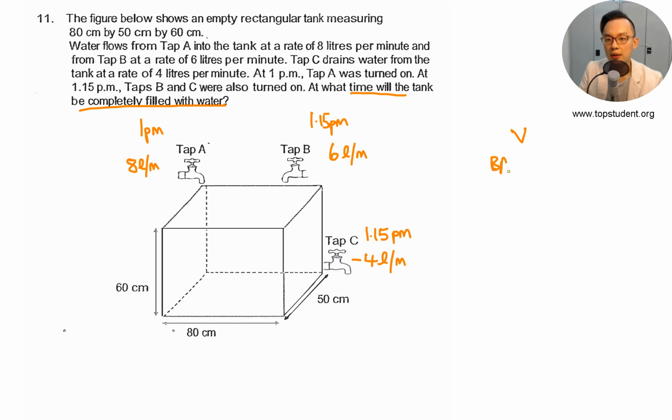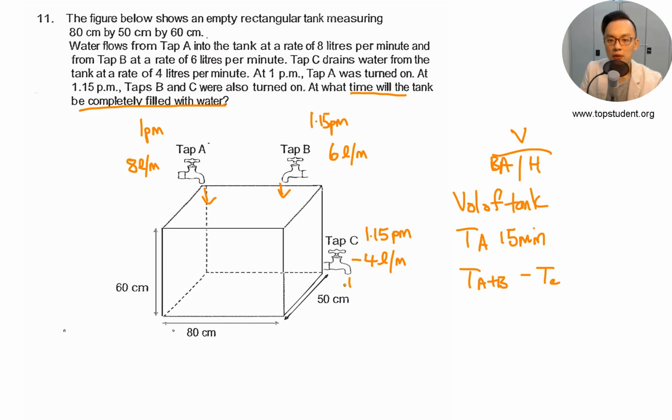So write down volume, base area, and height. Volume is base area times height. So I just write down volume of tank. First of all, I want to write down my train of thought and how I'm going to work out this question. First, I want to find the volume of tank. And then I want to find tap A for 15 minutes first. And then I'm going to find tap A plus B minus away tap C, because A plus B is water going in and C is water coming out, so it's minus away tap C.